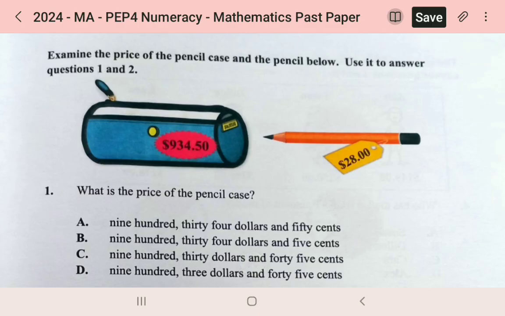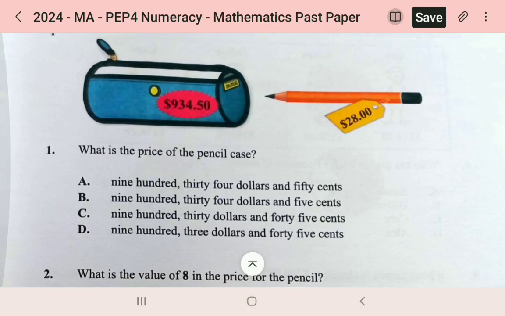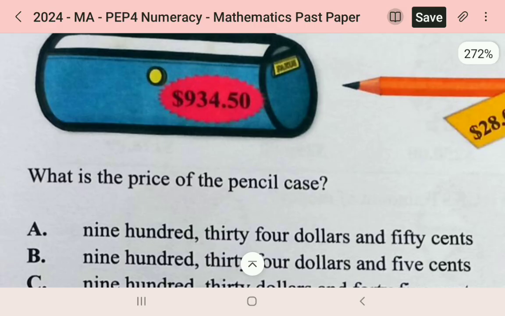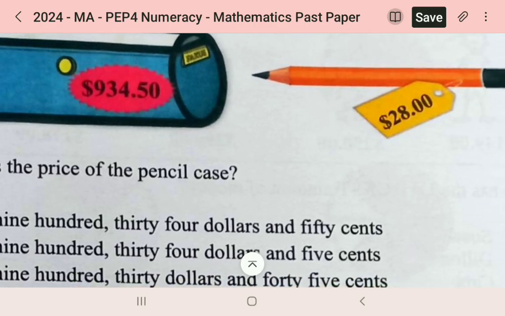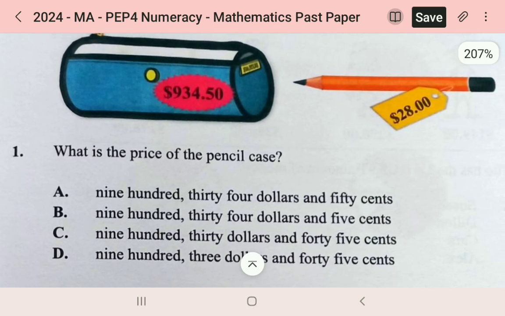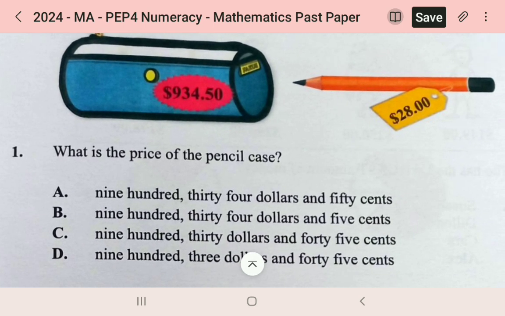All right, examine the price of the pencil case and the pencil below. Use it to answer questions 1 and 2. So the price of the pencil case is $934.50. The pencil is $28. Let's see what they want. Nice colors here. What is the price of the pencil case?